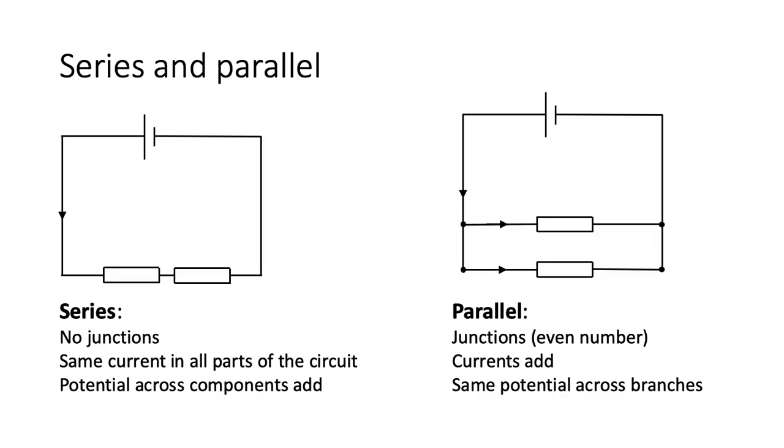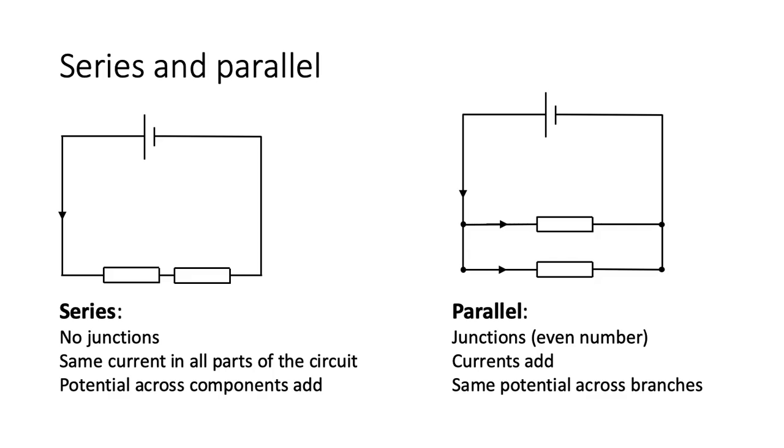Just to review what I think you should already know, we have two different types of circuits, series circuits and parallel circuits. Series circuits have no junctions. There is just one continuous loop of current, and therefore the same current exists in all parts of the circuit. Whatever current is entering a part of the circuit is also leaving it, and therefore the current is the same everywhere. However, the potential across the different components adds together. That's as opposed to a parallel circuit, which does have junctions, an even number of them. The currents add together and the same potential exists across each branch.